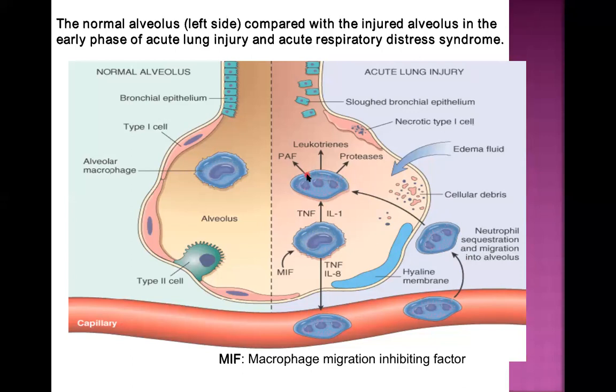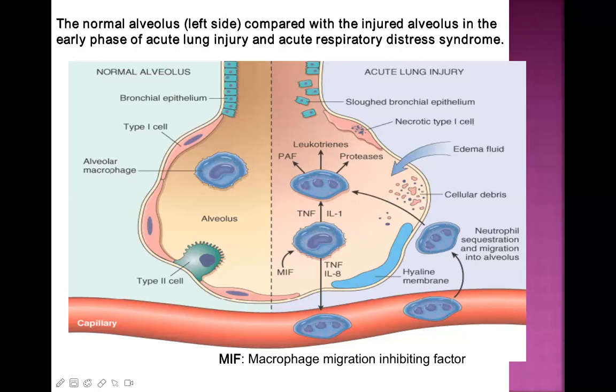So they release different types of chemical mediators like leukotrienes, proteolytic enzymes or proteases, and platelet activating factor, and that can lead to increased capillary permeability again. They can lead to migration of more inflammatory cells there, and all of these lead to excessive collection of fluid inside the alveoli, which is known as ARDS.